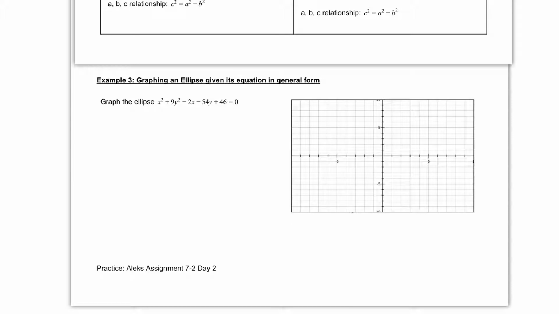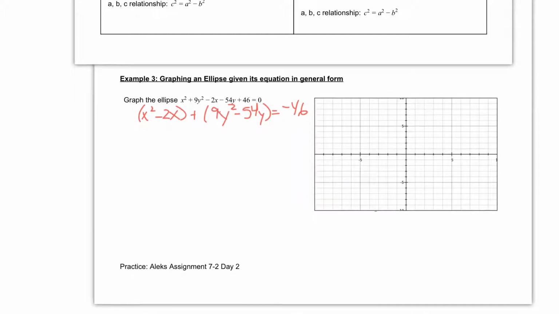So our first task is we're going to group together our x's and group together our y's. So we're going to get x squared minus 2x plus, I'm going to group together my y's, 9y squared minus 54y. And then I'm going to move my 46 over to the other side as negative 46. Then what I need to do is complete my square. So I'm looking for a number to put in with my x's to complete that square, and I'm going to do another one with my y.